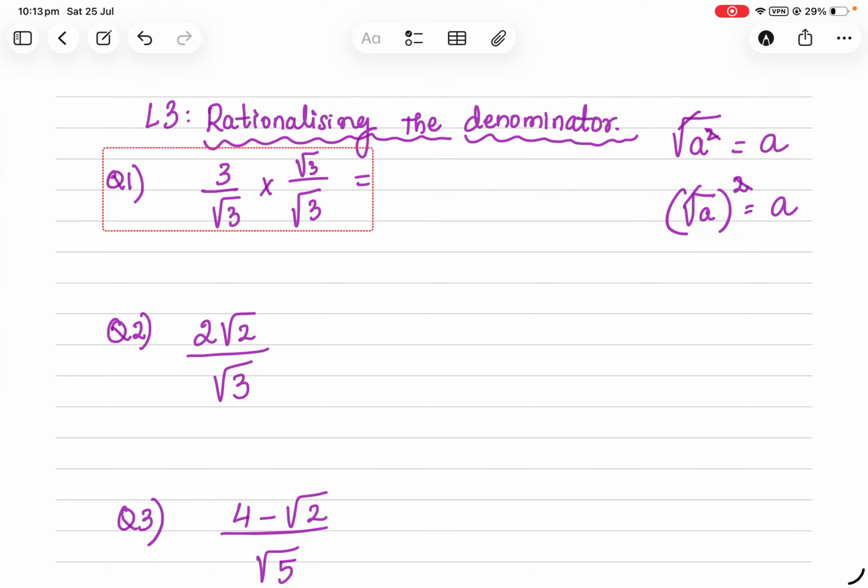We have top times top, which is 3 square root 3. And in the denominator, you have square root of 3 times square root of 3. What did I say? When you have square root of 3 times square root of 3, it would be square root of 3 squared, the square and root cancel, and you'll end up with 3. Now these two 3s can be cancelled, and the final answer is only square root of 3. So from 3 divided by square root of 3, you ended up with just square root of 3. You see, it makes it much simpler.